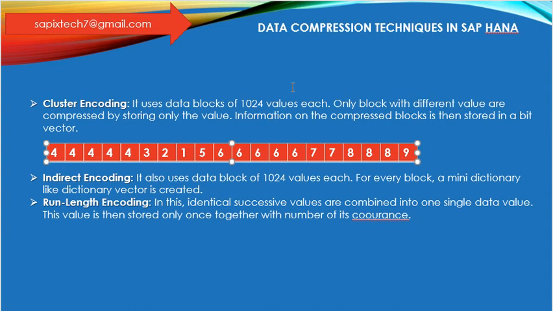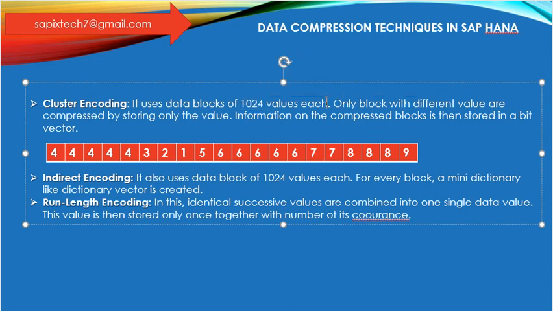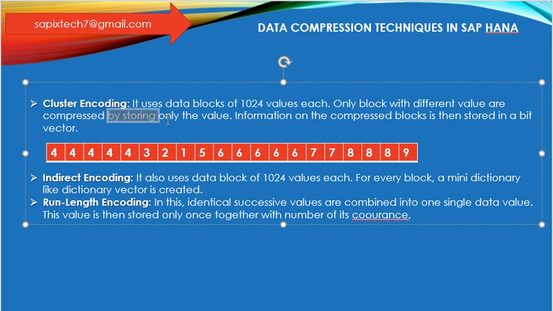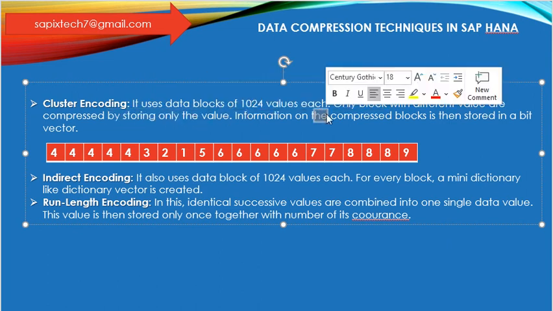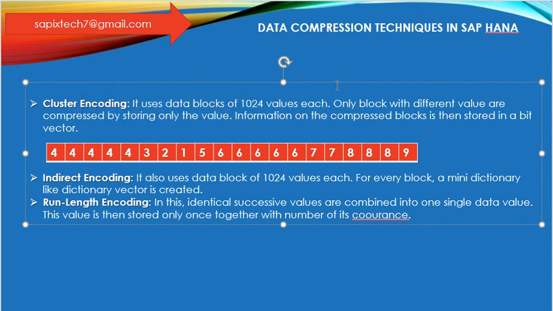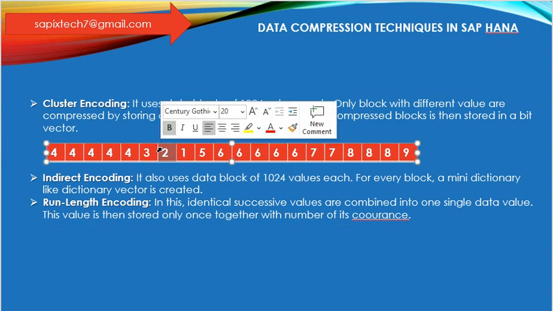Now let's see what is cluster encoding. It uses data blocks of 1024 values for each. Only blocks with different values are compressed, by sorting only the value. Information on the compressed block is then stored in a bit vector. Again, it talks about the bit vector. Now we have understood how a bit vector actually stores the position of this data.